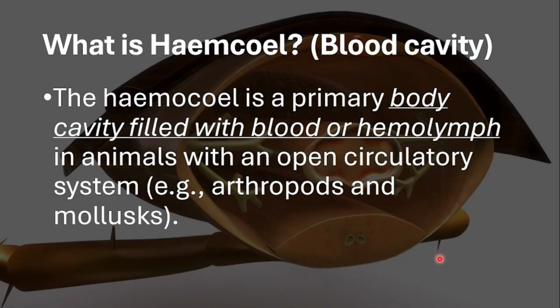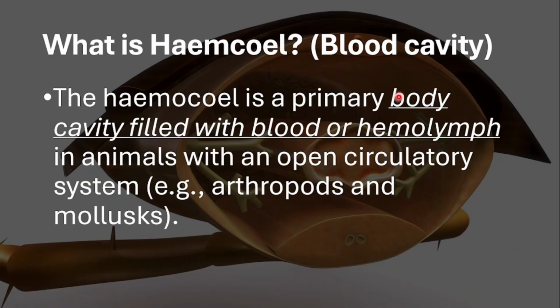Now, let's talk about hemocoel. I'm pronouncing that wrong, or I actually wrote the word wrong. Okay. Hemocoel, right? So let's talk about hemocoel. What do we mean by hemocoel? Well, the way I remember it is that the hemocoel is actually a blood cavity. That's what it is. It's basically a blood cavity, right? That's a simple way of thinking about it. A cavity that has blood in it, right?